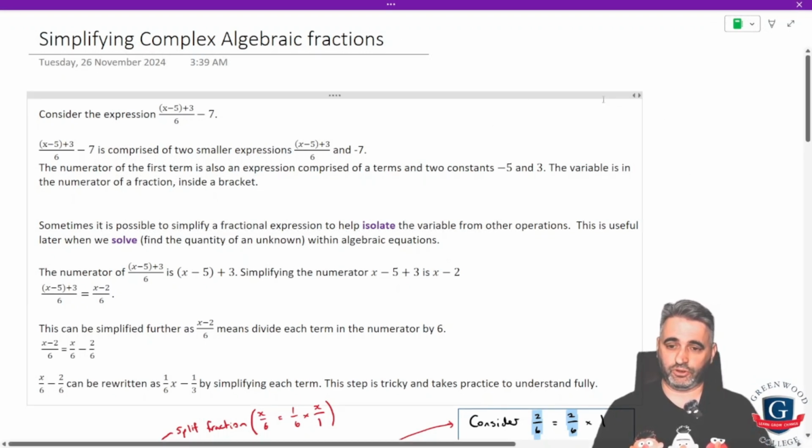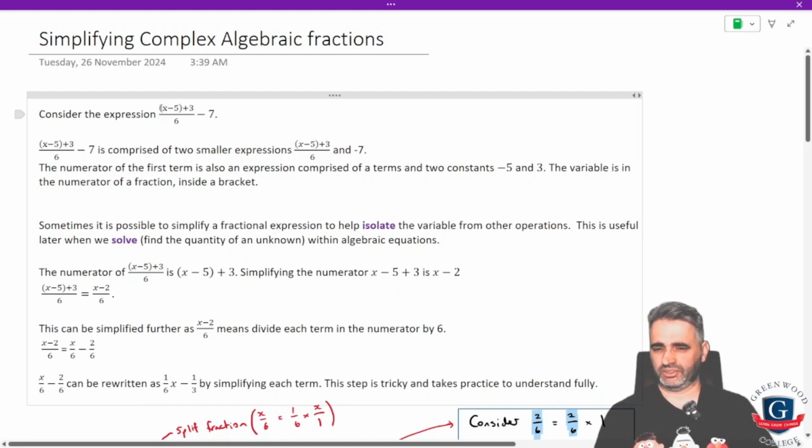So first of all, what we're going to do is look at how we can simplify some complex algebraic fractions, and some simple methods for doing it. We're going to start by considering this first expression, (x - 5 + 3) / 6 - 7. Now if we were trying to substitute into that, there's quite a lot of things that we'd be doing. There might be an easier way of doing it.